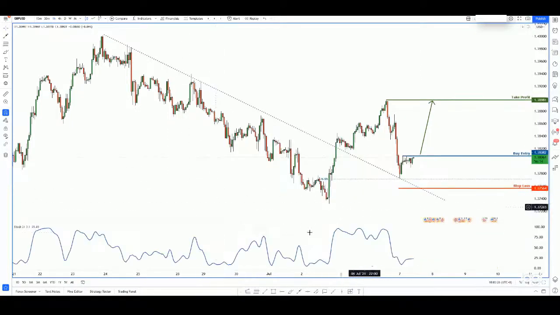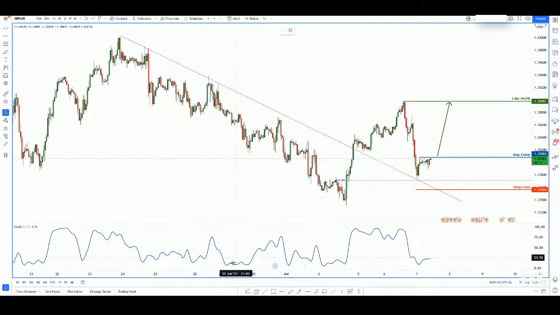Last but not least, we can look at the stochastics indicator, and we see that this indicator is holding very nicely above support. Every time the stochastics indicator comes down to this support level, we see price doing a very nice bounce. A bounce here and a bounce here, and more recently a bounce here as well. So we can expect price to do another push up.